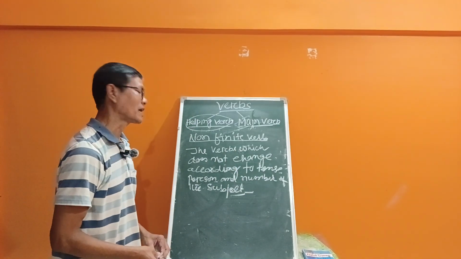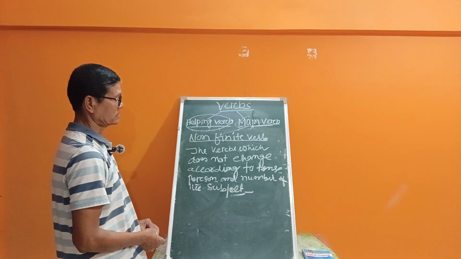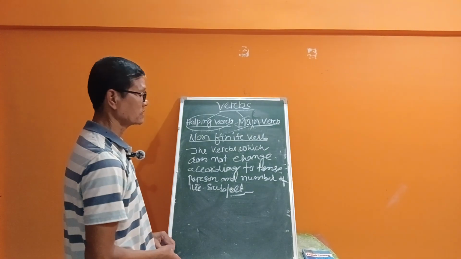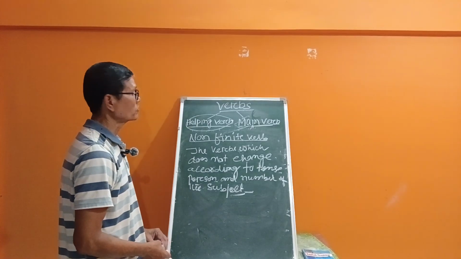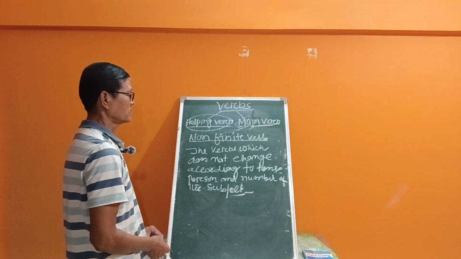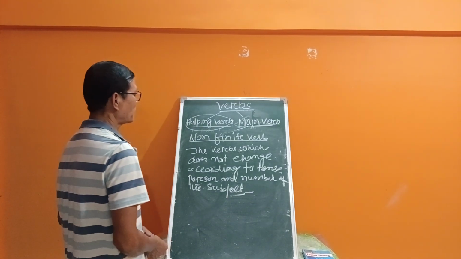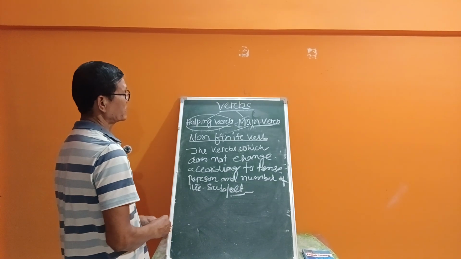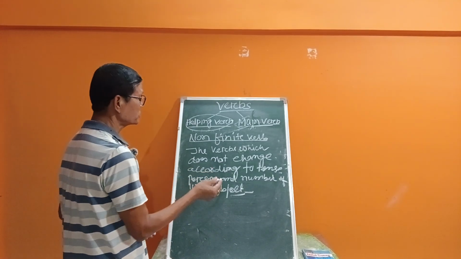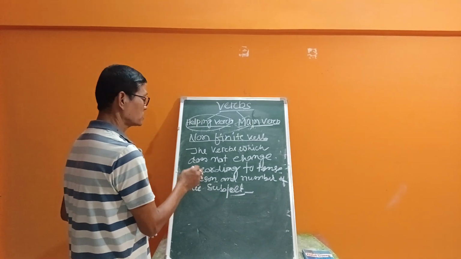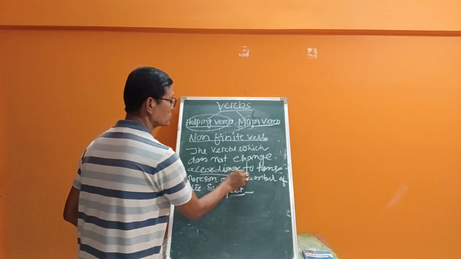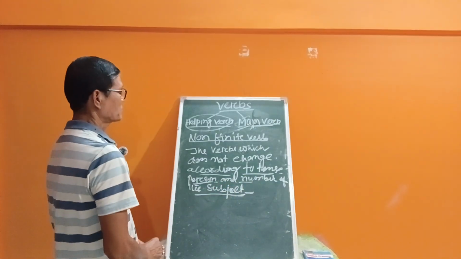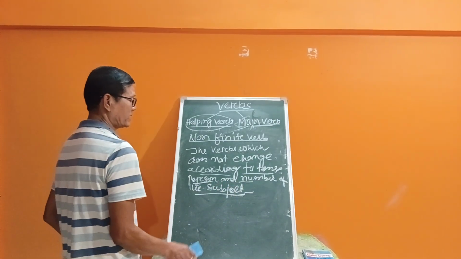The verb which does not change according to the tense. If you change the tense and persons, but the non-final verb does not change, isn't it? It should not be changed. Such type of verb is called non-final verb. As an example, I repeat again, the non-final verb is the verb which does not change its form according to tense and persons and number of the subject, isn't it? Does not change.